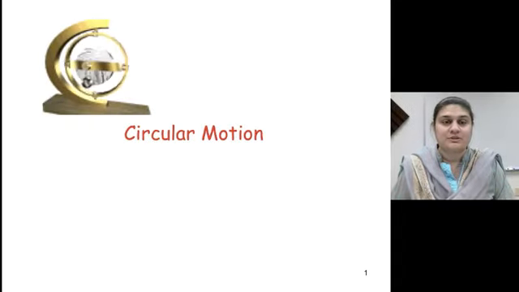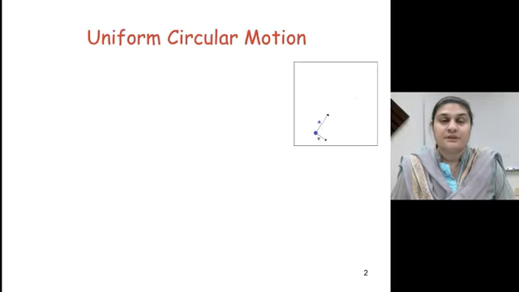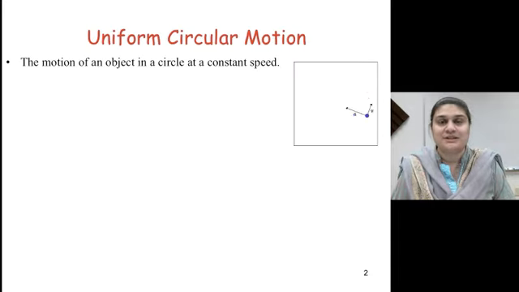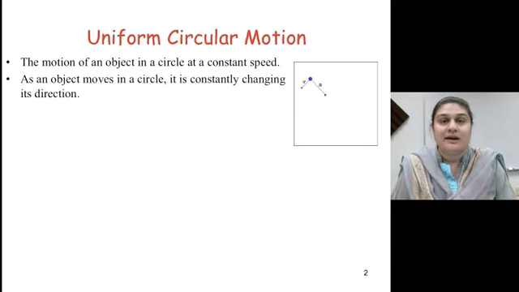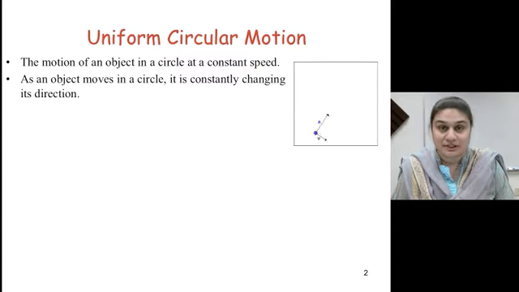Now let's talk about circular motion. First, we'll consider the case of a uniform circular motion. An object is said to be in a uniform circular motion if it traverses the circle at a constant speed. As the object moves in a circle, however, it is constantly changing its direction. We are now talking about velocity vectors.